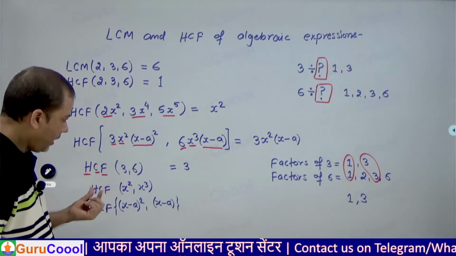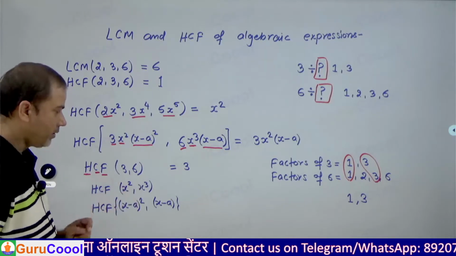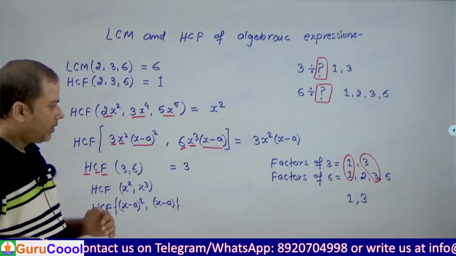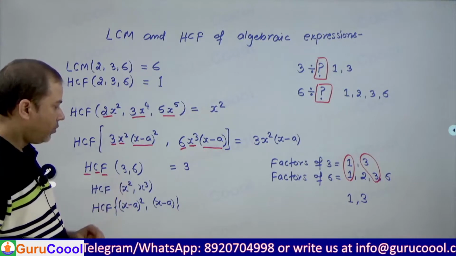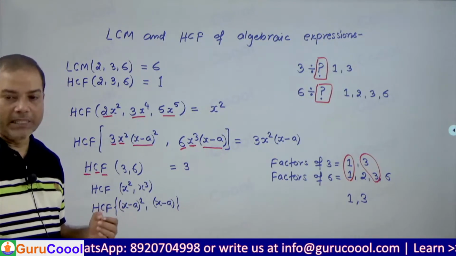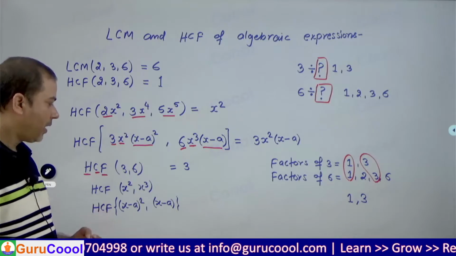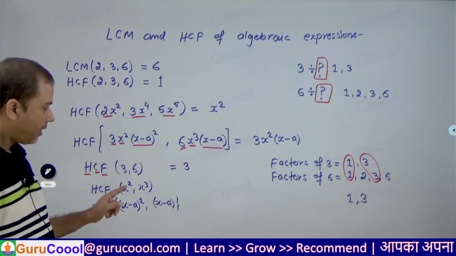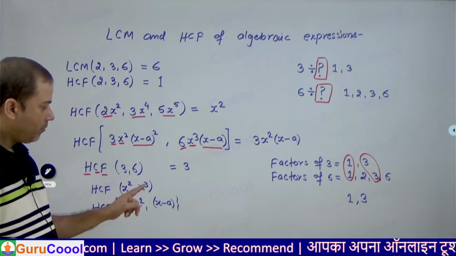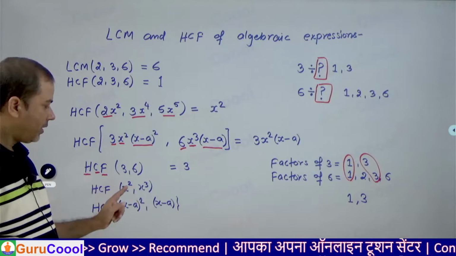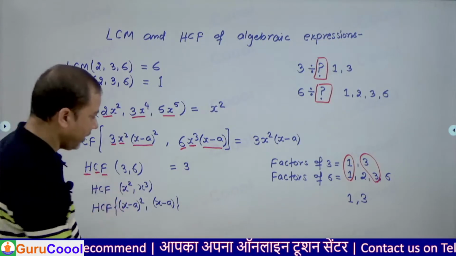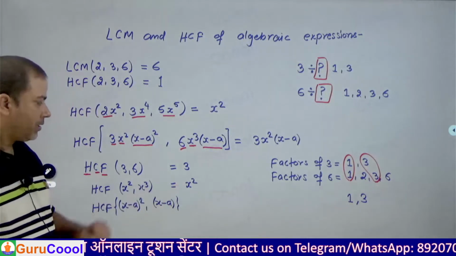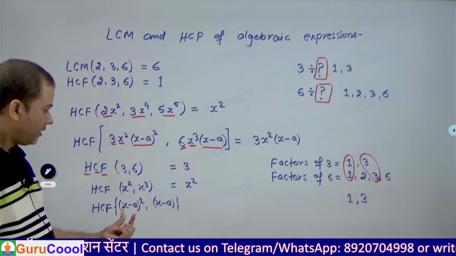Next, HCF of x square and x cube. How do we take HCF of variables? Simple idea is that you always take the least power, the smallest power of the variable. First one has x power 2. Second one, x power 3. The smallest power is 2. So you take x square, x with power 2, the smaller power of x becomes HCF. Same here, we have x minus a.